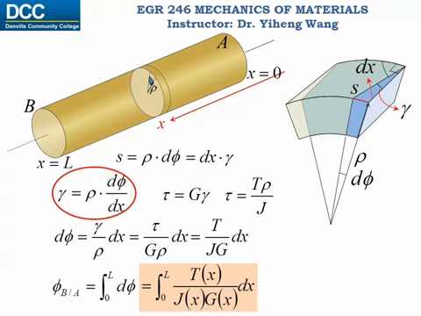Here, T again is the internal torsional moment, which is a function of position. J, the polar moment of inertia, and G, the modulus of rigidity, could also be functions of location, since sometimes there could be a cross-sectional change in this shaft, or the shaft could be a composite shaft made of several different materials with different G values.